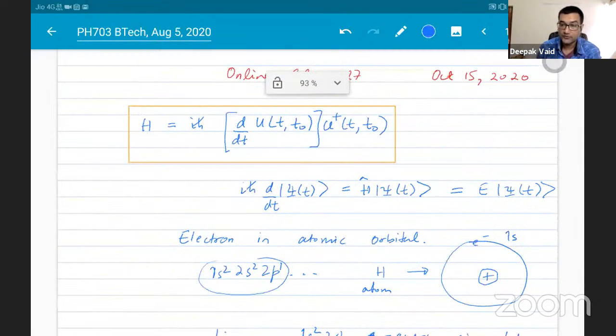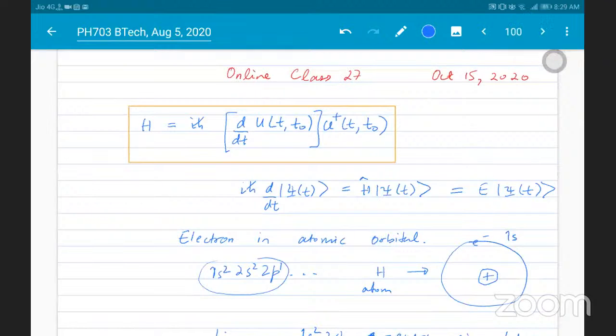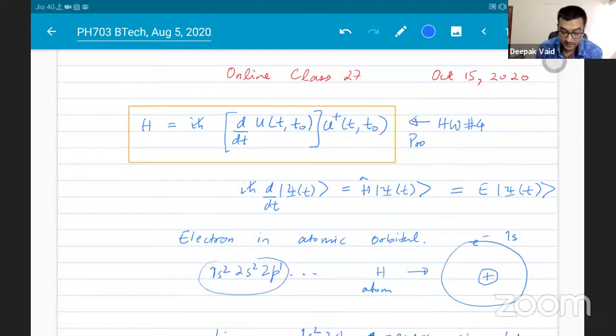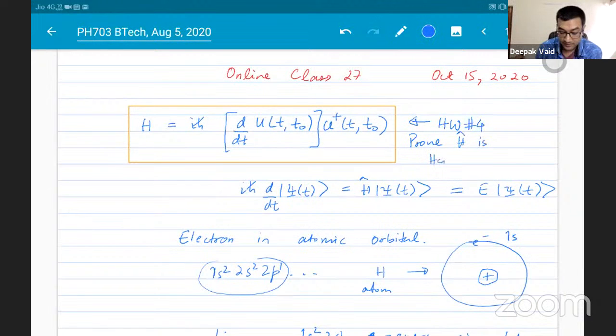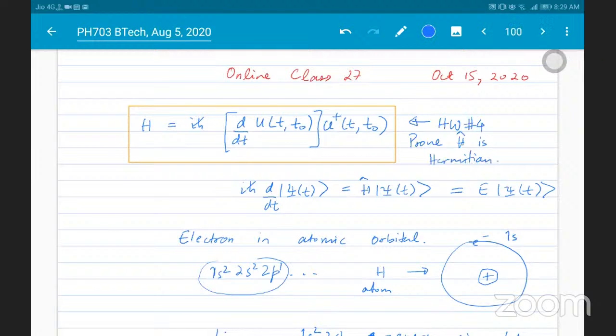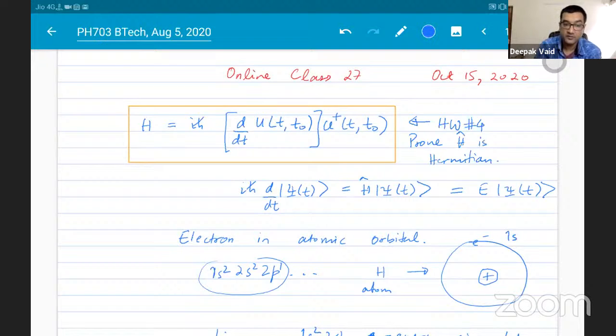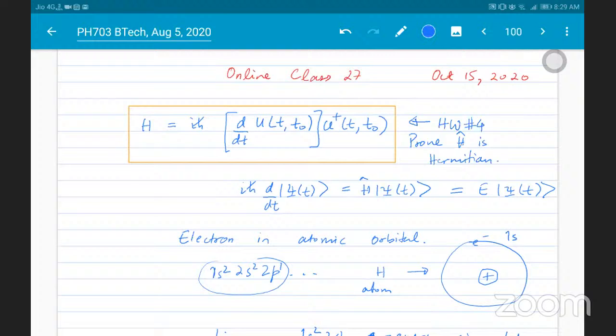And by the way, for homework 4, these are your homework problems. The first homework problem is this: prove that this Hamiltonian, this expression over here in the box, is Hermitian. Now, when you look at it, it doesn't look Hermitian, right? But it is Hermitian. You have to use a slight trick, and the trick is that you have to use Leibniz rule.